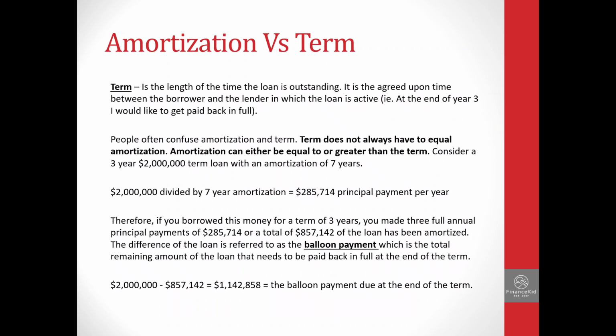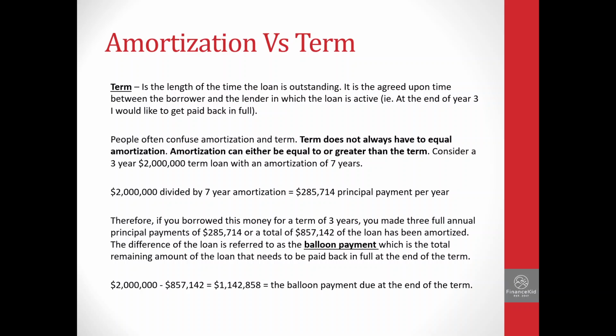So how does amortization relate to term? A lot of people get these terms mixed up. Term is the length of time of the loan agreement. If I agree to give you money for 3 years, at the end of the 3 years, I need you to pay me back the loan so that the loan terminates. Whereas amortization is the agreed upon time over which the loan gets paid down. And the funny part is, term does not have to equal amortization. I can give you a loan agreement for 3 years, but maybe I'm lending against a property. So the amortization would be 25 years, but the term of the mortgage would be only 3 years.